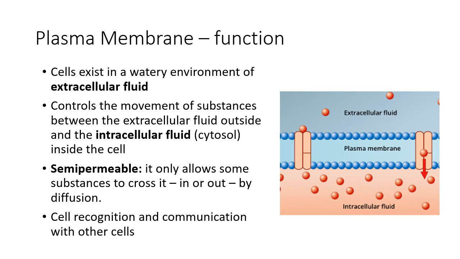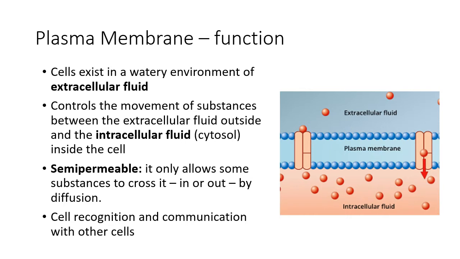So we call the plasma membrane semi-permeable. Semi-permeable means that it only allows certain substances to cross, whether that's in or out of the cell. Now there are different types of transport, which we'll go through at a different time, but diffusion is one of those main types. Remember that diffusion is the movement of a substance from an area of high concentration to an area of low concentration, and this will vary depending on what type of molecule it is.